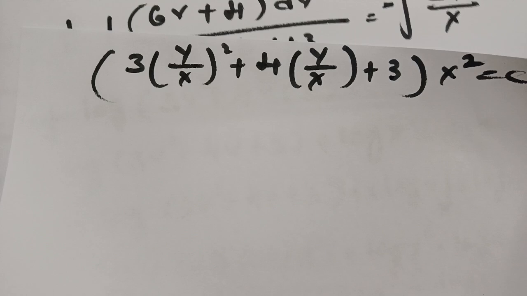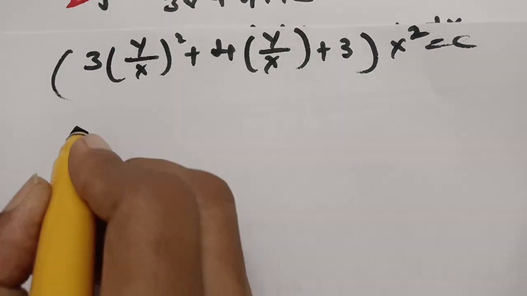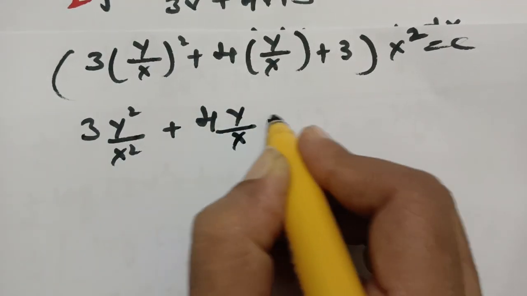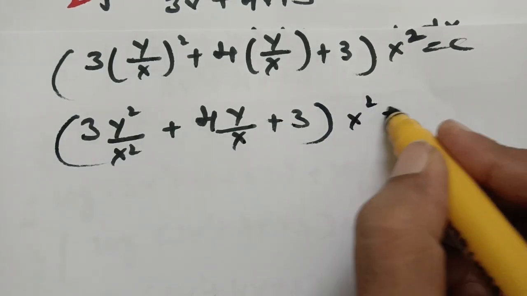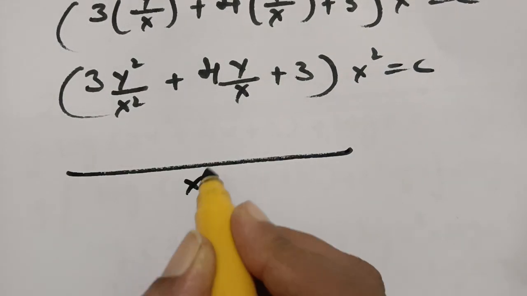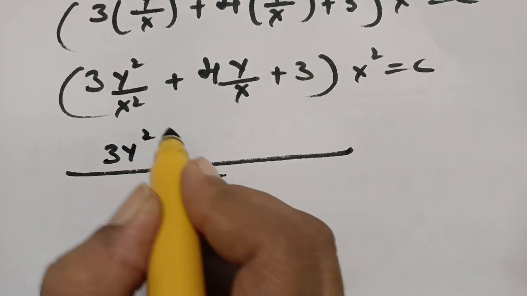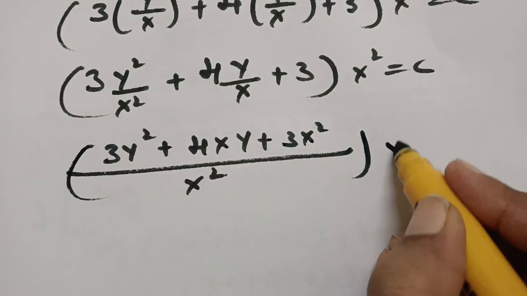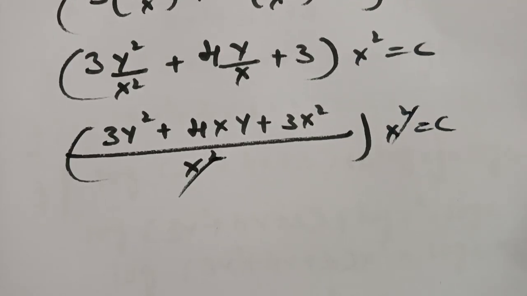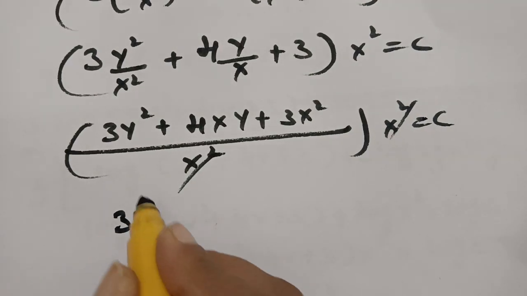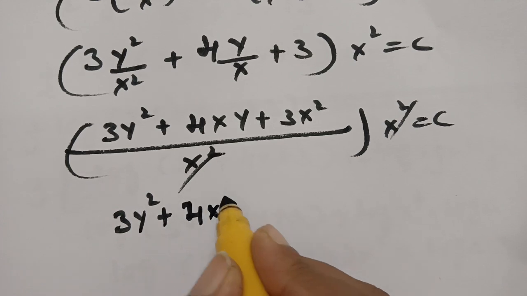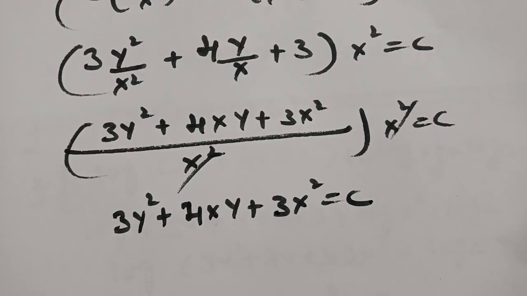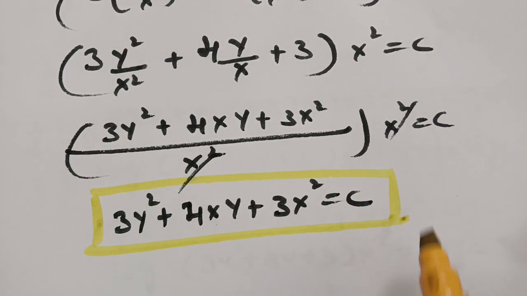And therefore, if I take LCM here as x square, this is going to become 3y square plus 4xy plus 3 into x square is equal to c. So if I cancel these two and see what remains here, this is 3y square plus 4xy plus 3x square is equal to c. So here this will be the answer, but here it is in terms of capital letters.